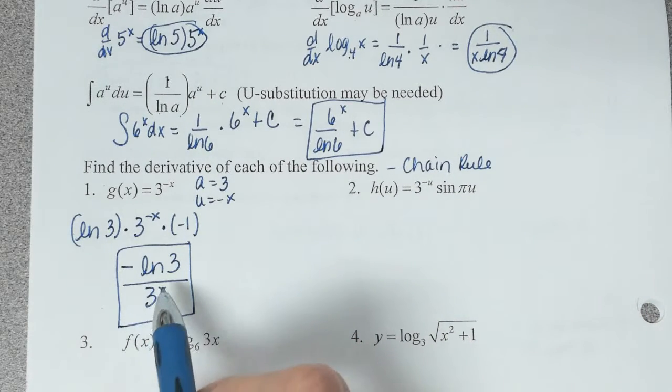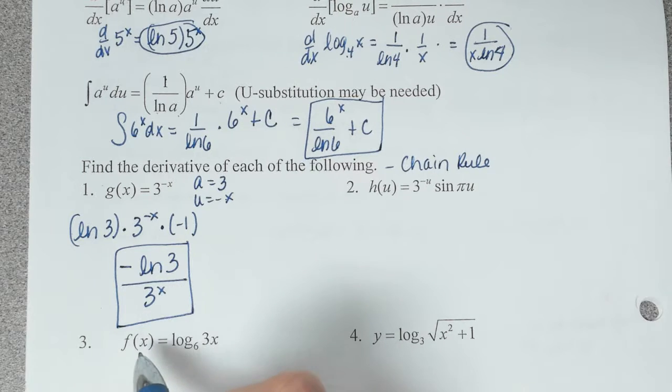Do you see why I put the 3 to the x on the bottom? To make it have a positive exponent. Questions on it?